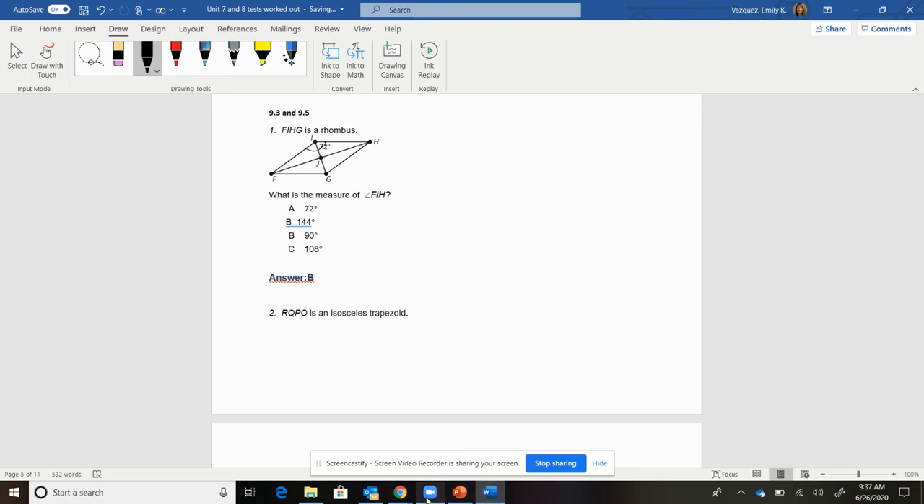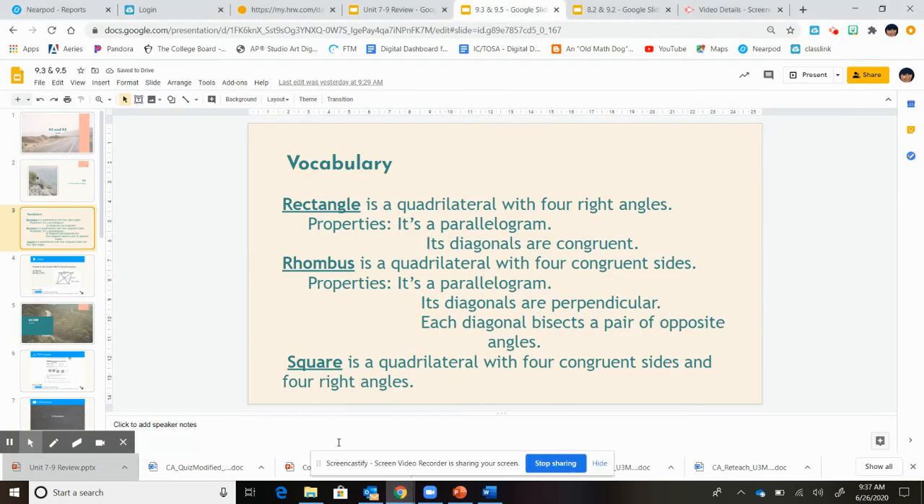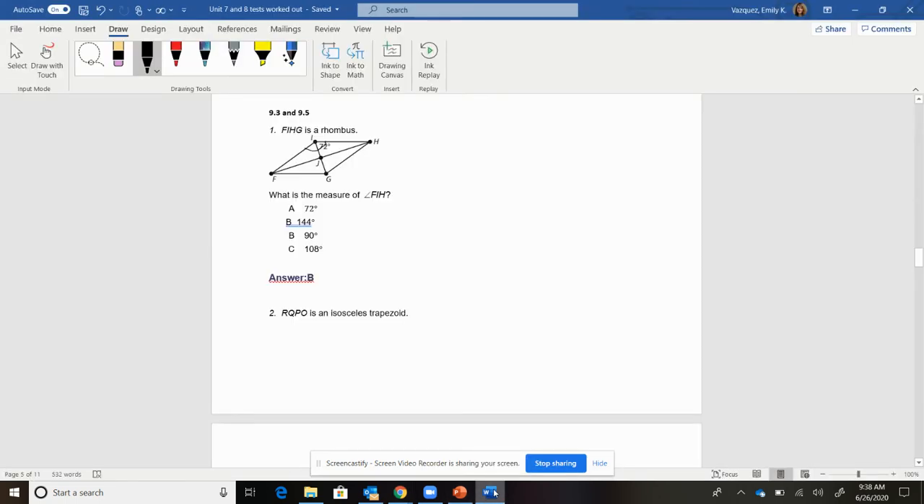So let's look at our properties for angles. So a rhombus is a quadrilateral with 4 congruent sides. It's a parallelogram, its diagonals are perpendicular. Each diagonal bisects a pair of opposite angles. That's the one we need. Each diagonal bisects a pair of opposite angles. So right here, if I know that this side is 72, then this side also has to be 72 because it's being bisected. So 72 times 2, or you could do 72 plus 72, you're going to get 144.